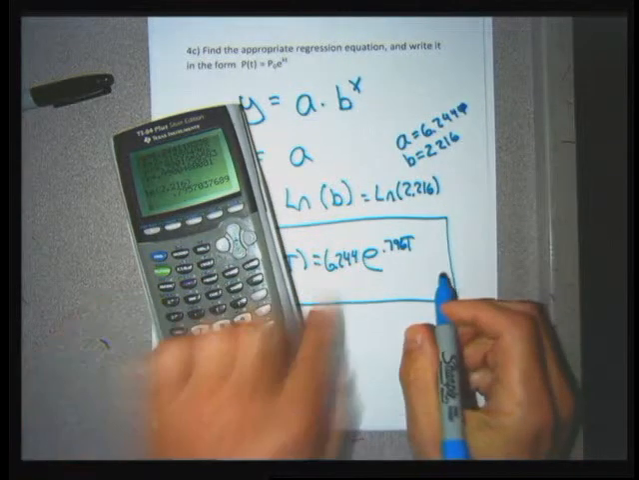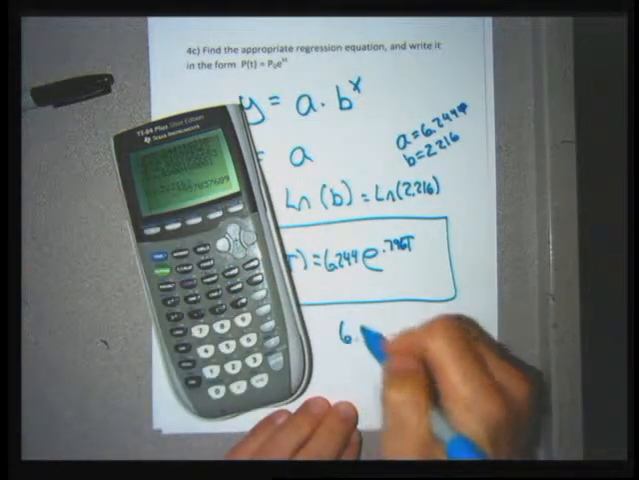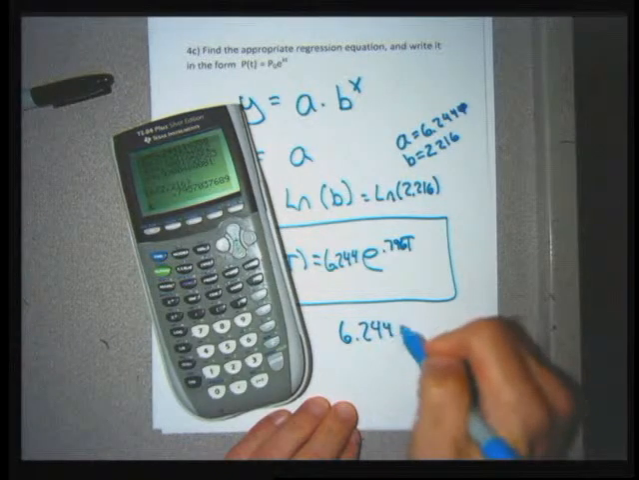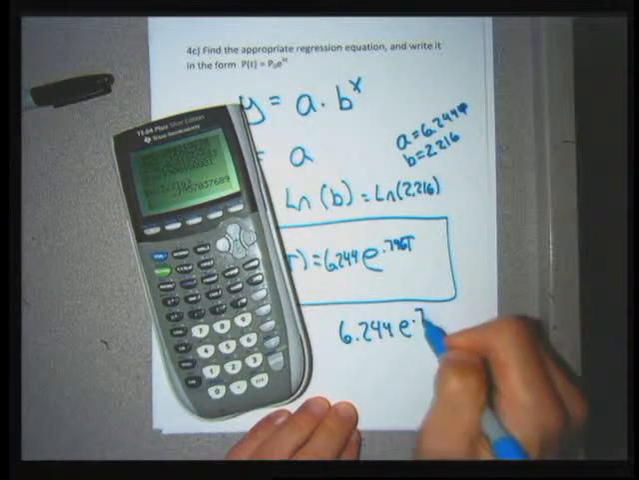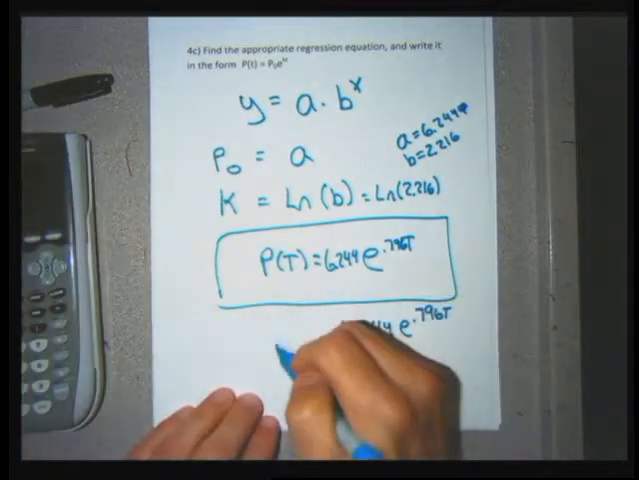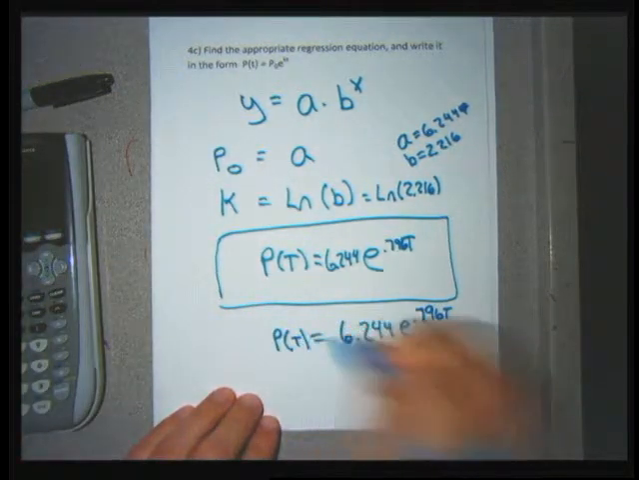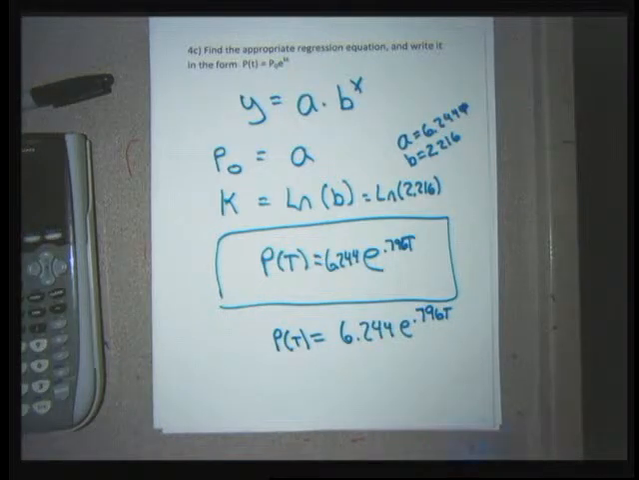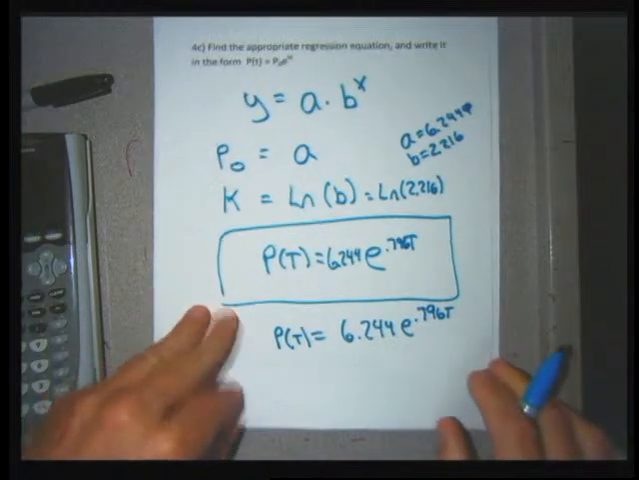So that says P of t equals 6.244 times e to the 0.796t. That's the equation that I'm going to use to answer questions about the number of computers infected with some sort of virus. So that's the answer to part C. I'm going to need this equation when I do part D.